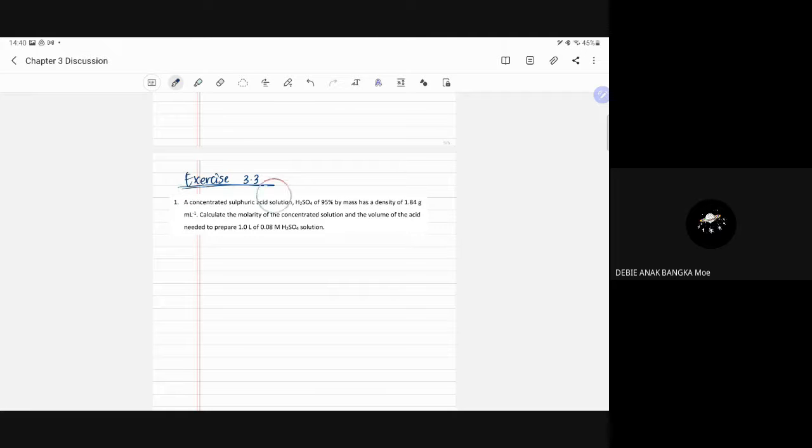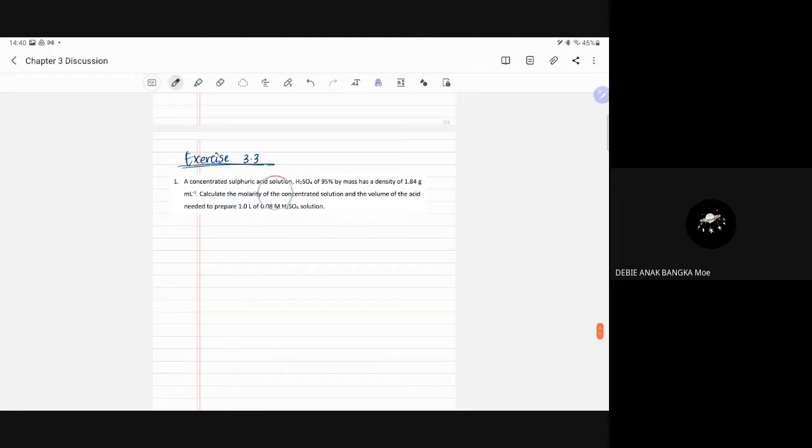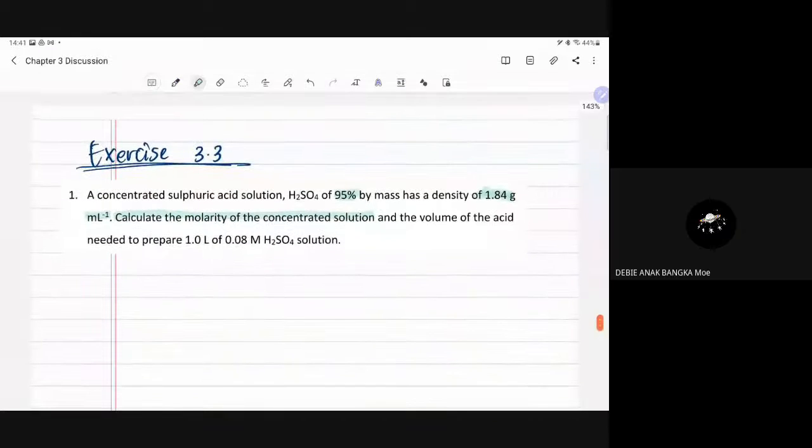Alright, so a concentrated sulfuric acid, H2SO4, of 95% by mass has a density of 1.84 grams per ml. Calculate the molarity of the concentrated solution and the volume of acid needed to prepare 1.0 liter of 0.08 molar H2SO4. So this question says percentage by mass is 95%, density is 1.84. Calculate the molarity of the concentrated solution. So we find this molarity first.